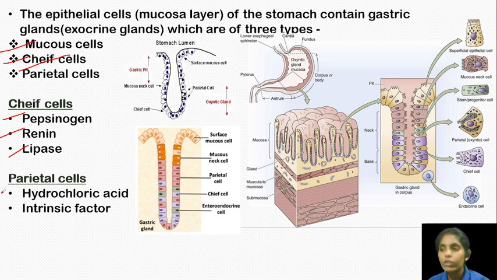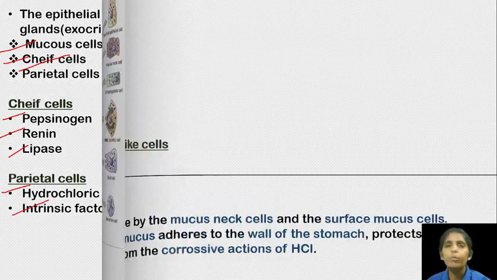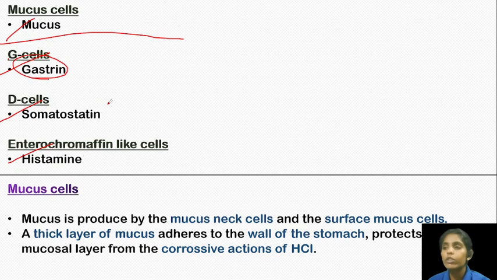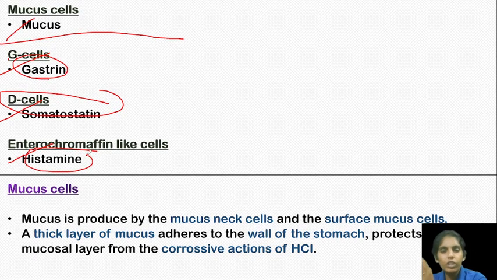Now the parietal cells will secrete the hydrochloric acid and intrinsic factor. And the mucus cells will secrete the mucus. Coming to the endocrine cells, the G cells will secrete the gastrin hormone, D cells will secrete the somatostatin hormone, and the enterochromaffin-like cells will secrete the histamine hormone. So remember, each certain type of cell will secrete certain types of enzymes and hormones.